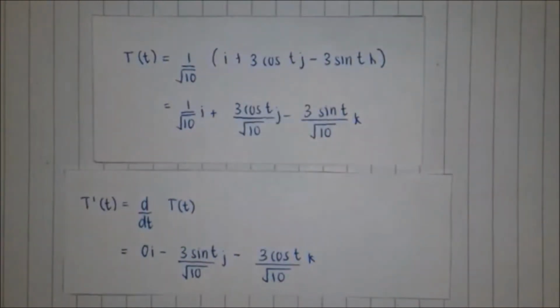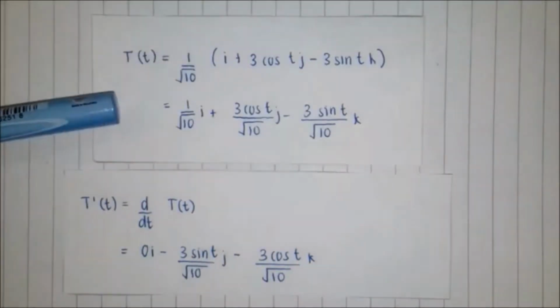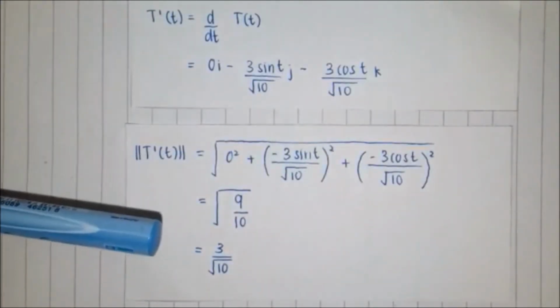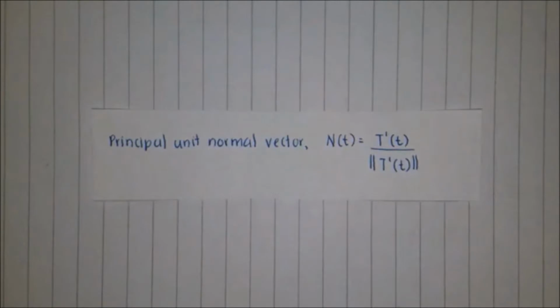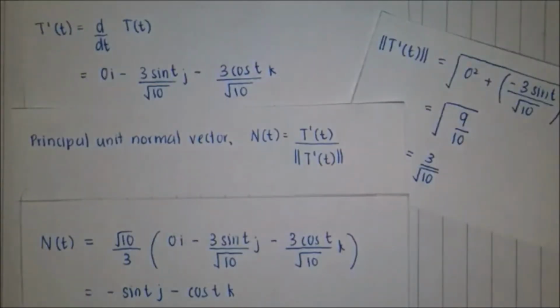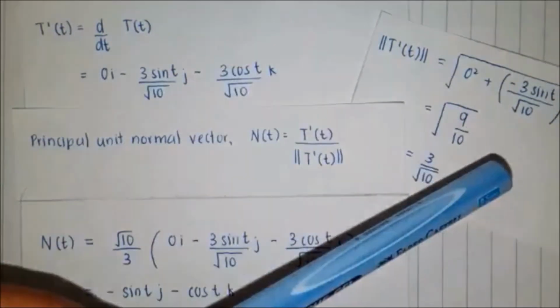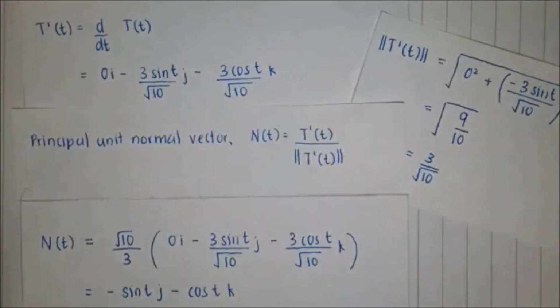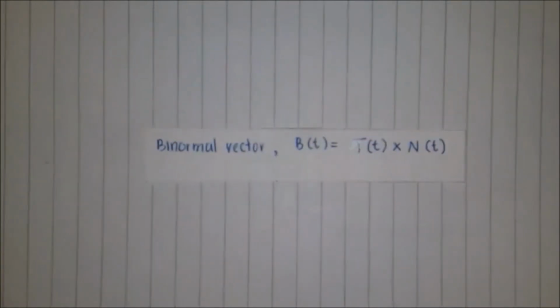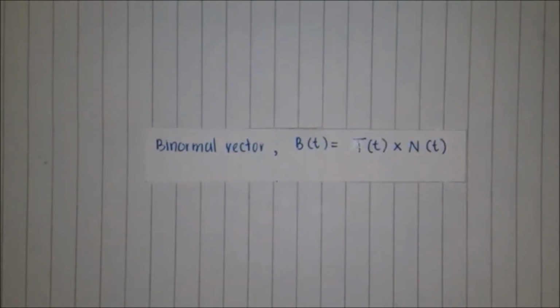First, we need to differentiate the unit tangent vector to get this. After we get this, find its magnitude. For the principal unit normal vector, we use this formula. After that, substitute these two values into this formula and we will get the principal unit normal vector like this. To find the binormal vector, we do the cross product between the unit tangent vector and the principal unit normal vector.